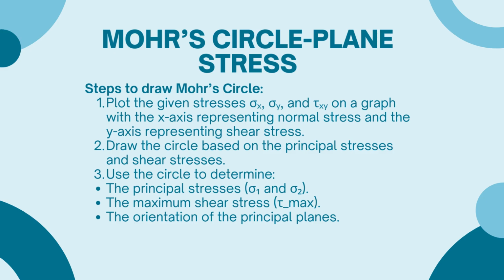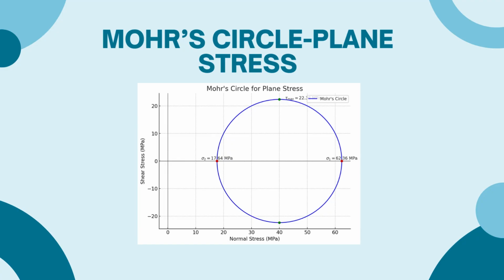Let's now go through the steps to draw Mohr's circle. 1. Plot the given stresses. Start by plotting the stresses sigma x, sigma y, and tau on a graph. The x-axis will represent normal stress, while the y-axis will represent shear stress. 2. Draw the circle. Using the principal stresses and shear stresses, draw Mohr's circle. 3. Use the circle to determine the principal stresses, sigma 1 and sigma 2, the maximum shear stress, tau_max, and the orientation of the principal planes. Mohr's circle provides a visual way to easily analyze these critical stress components.